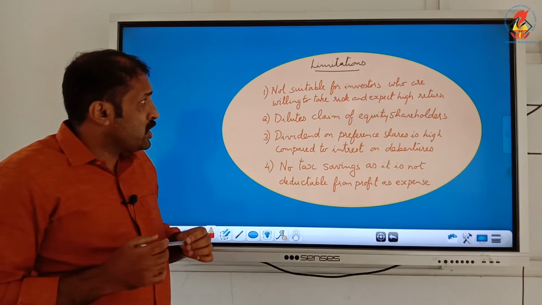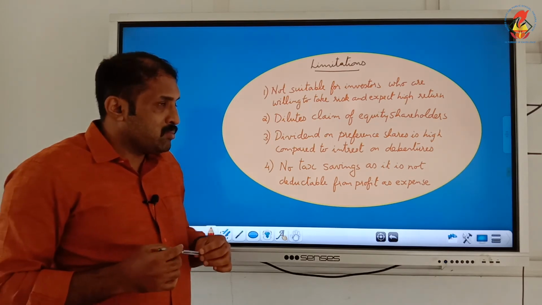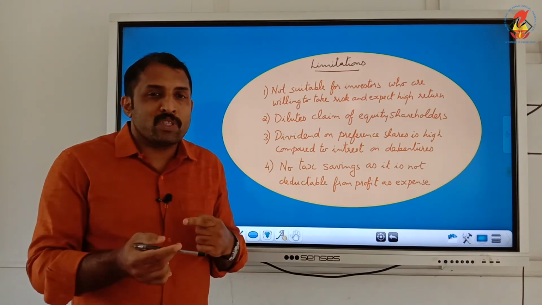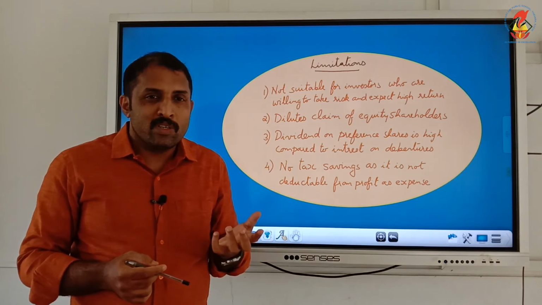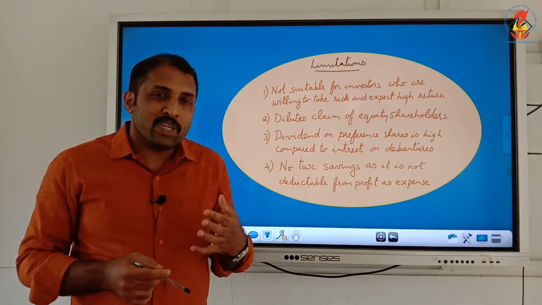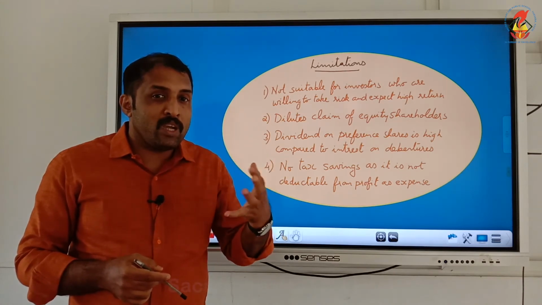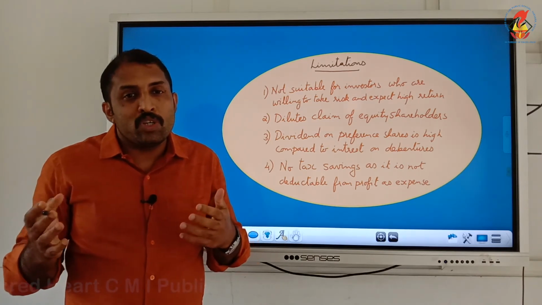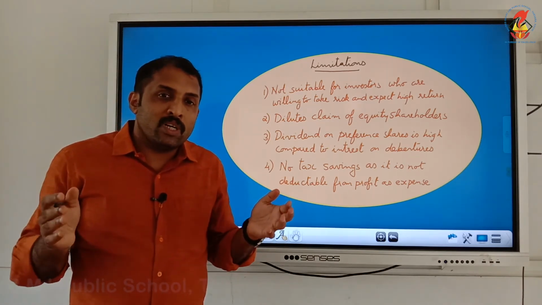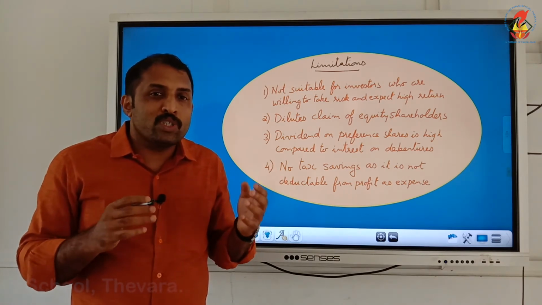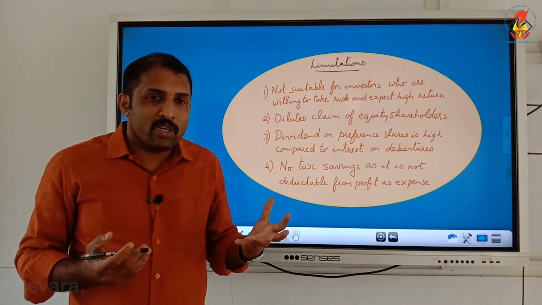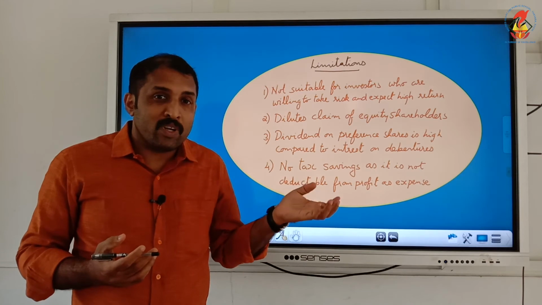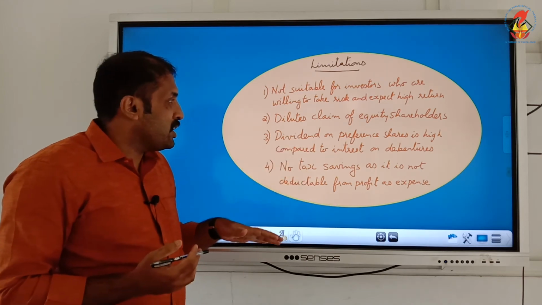Second one is dilution of the claim of equity shareholders, because preference shareholders have to be considered before settling equity shareholders. So if there are more equity shareholders, preference shareholders have to be paid first, and only if there is something remaining will equity shareholders get paid. So there is a chance of dilution regarding the payment to equity shareholders. Equity shareholders may not get anything after payment to preference shareholders. So there can be a dilution of claims.